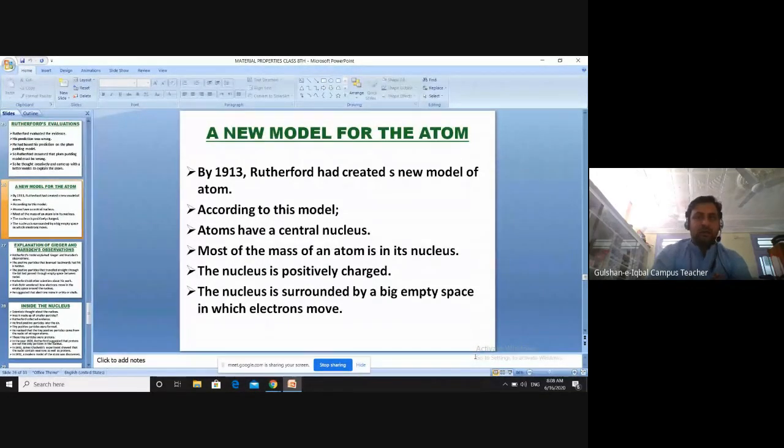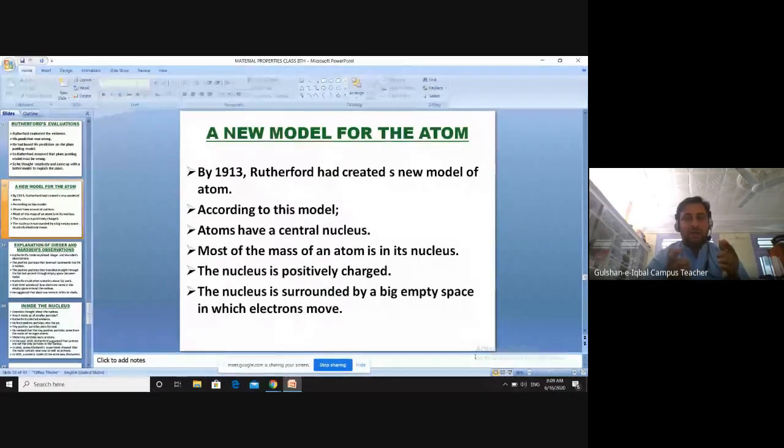And point number four, which Rutherford said, is that the nucleus is surrounded by a big space in which electrons move. We see that the majority of the space of the atom was empty, because the particles were mostly passing straight and striking the fluorescent screen. In the gold foil experiment, when Rutherford struck the alpha particles, the positive particles, on the gold foil, mostly the particles passed straight and struck the fluorescent screen. Very few particles bounced back, and some were deviating with certain angles.